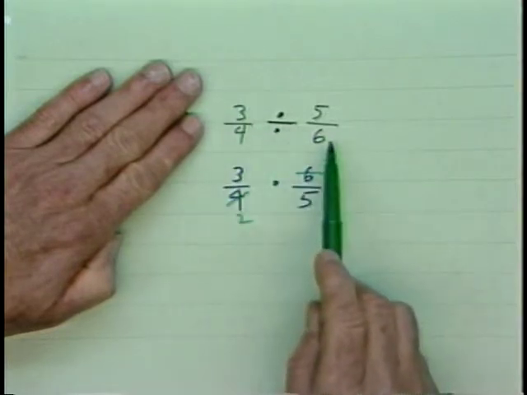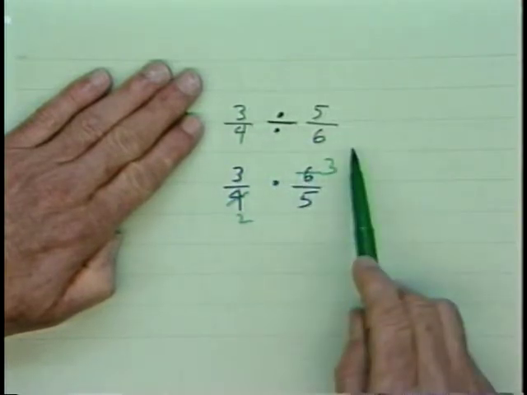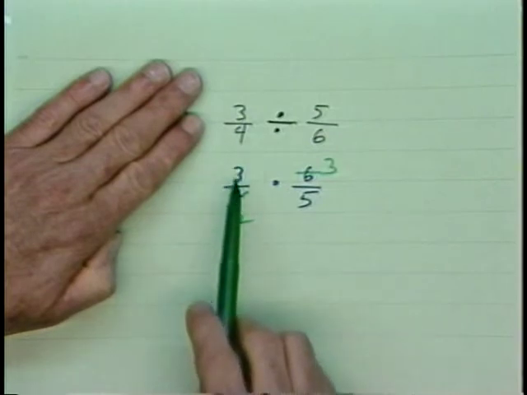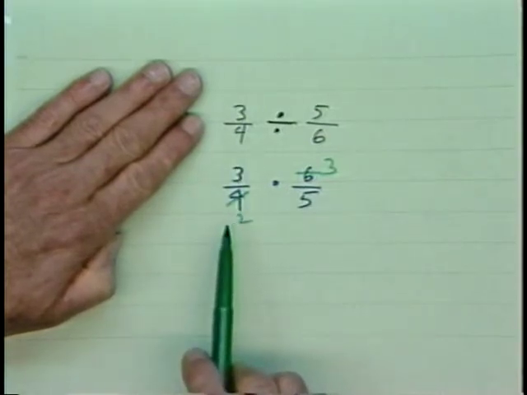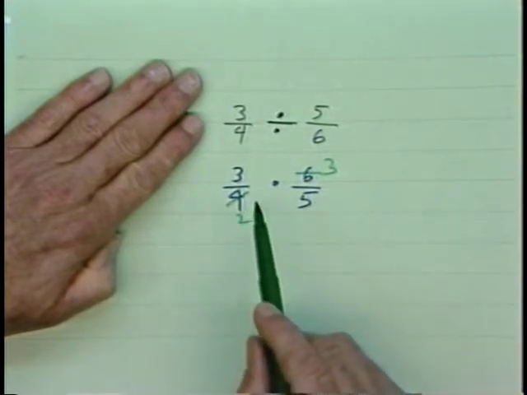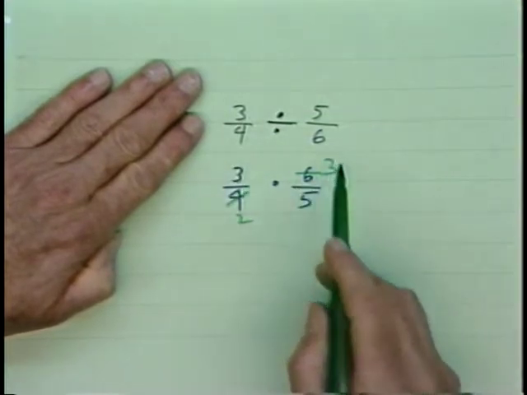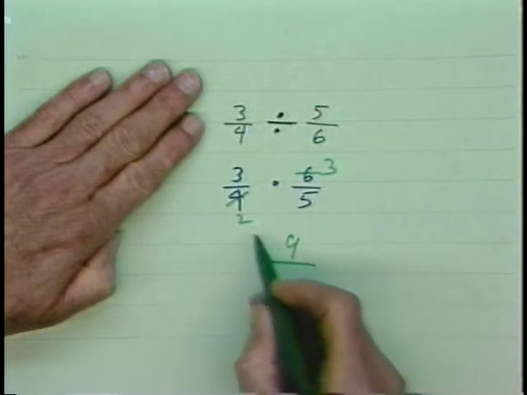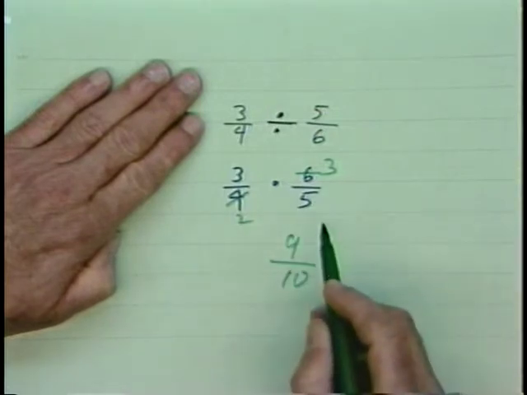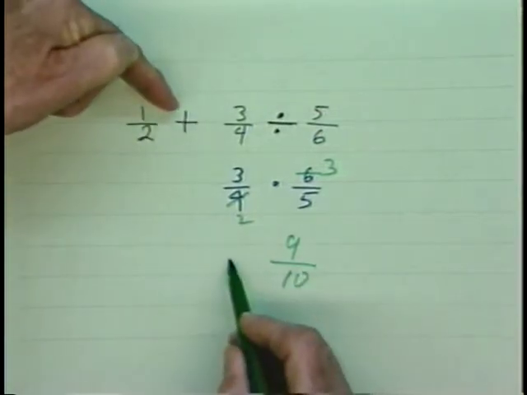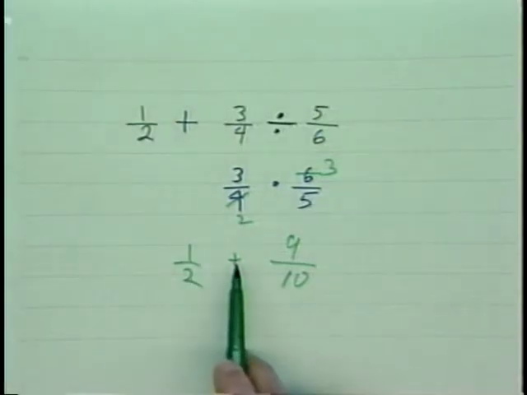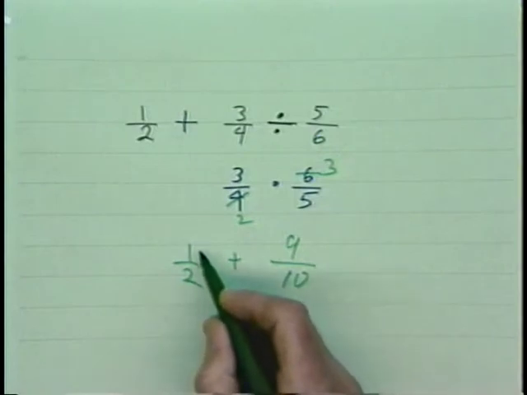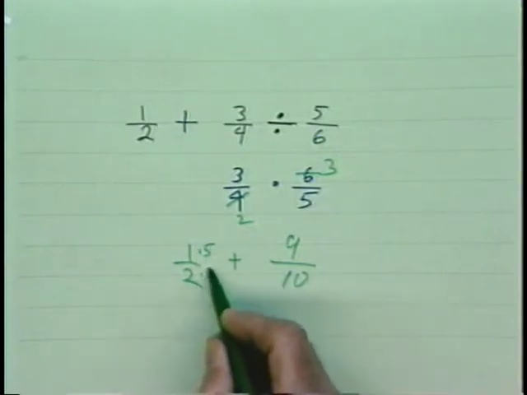Just across multiplication only. Now, up and down in a single fraction, of course, I can do that anytime I want to because that's simple reduction. So now I have 3 times 3, or 9/10. Inserting that in the rest of the problem, adding, I think get common denominators, which in this case is 10.